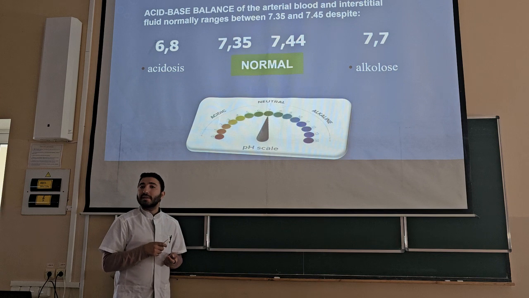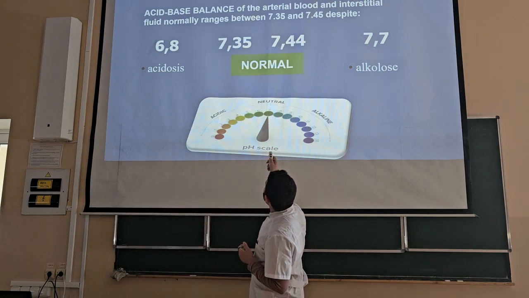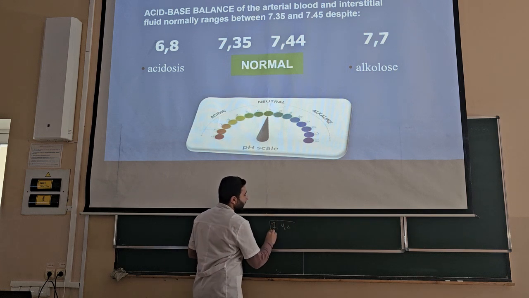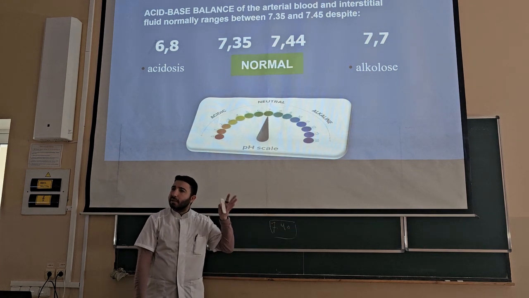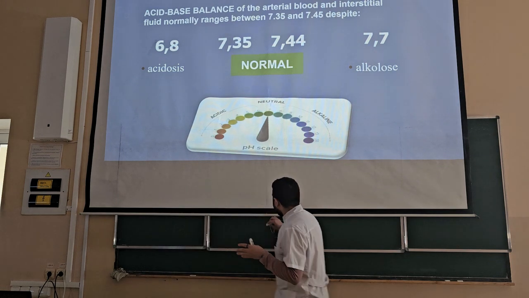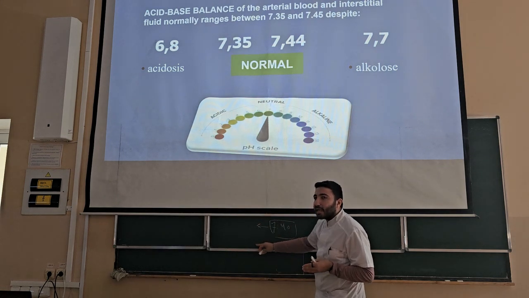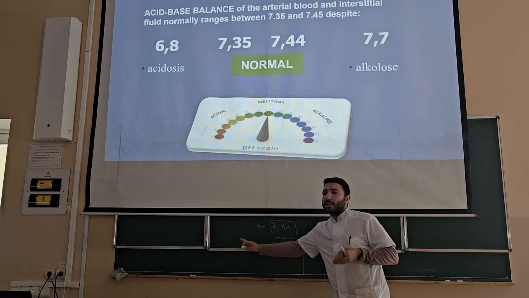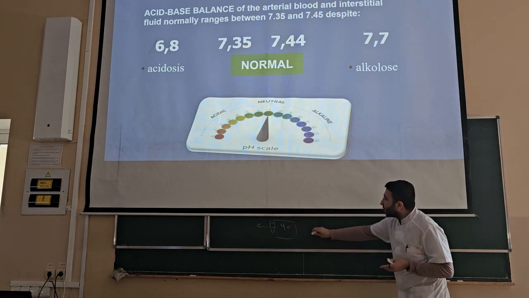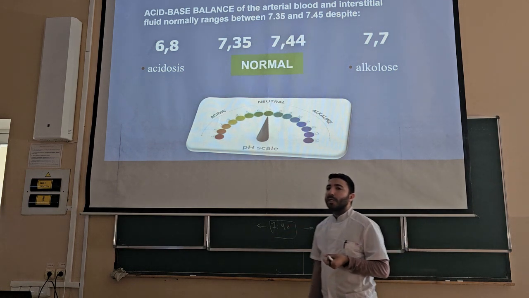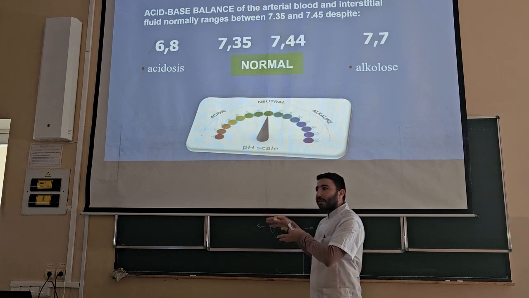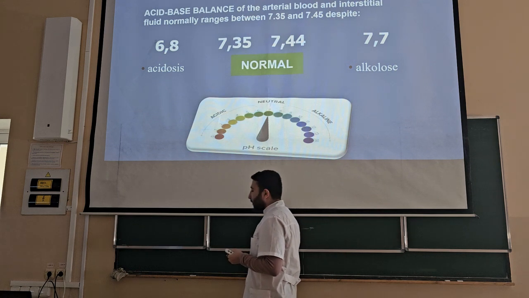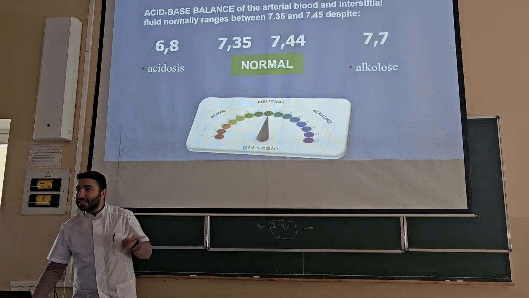In some other books, they say that 7.40 is the typical, the best value. Before it starts, less than the natural is acidosis, and above it starts the alkalosis. So it will start like this, but the typical natural value is 7.40. Is it clear?